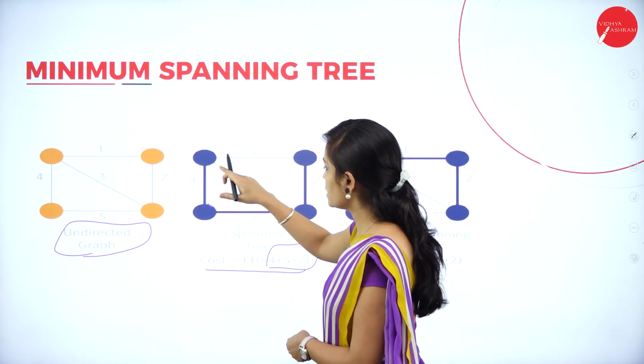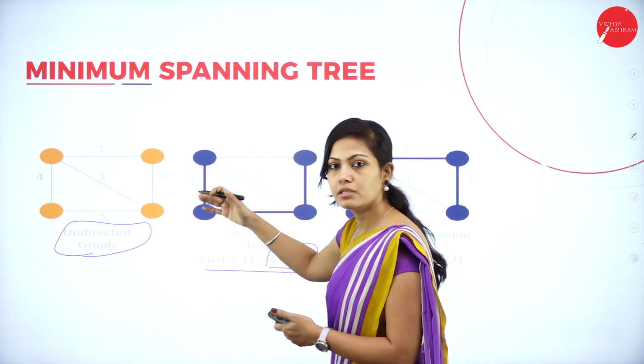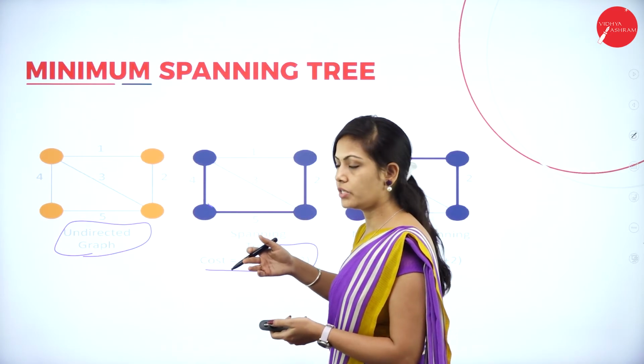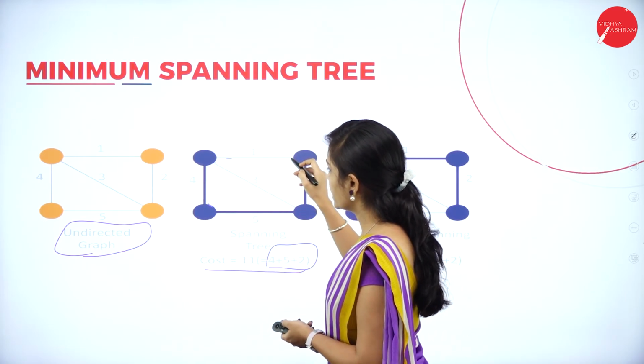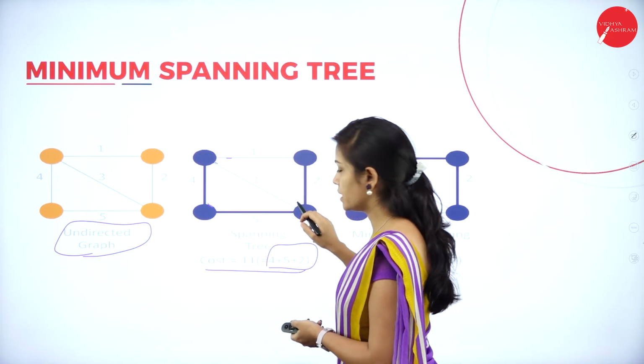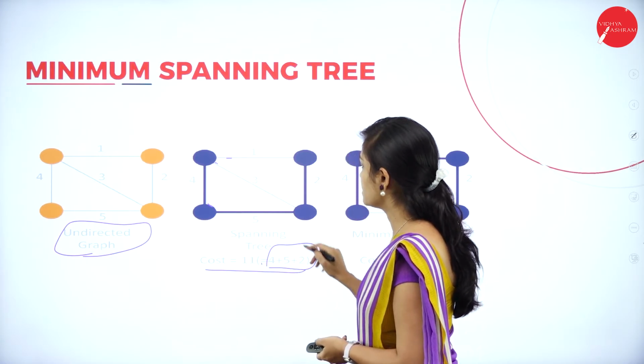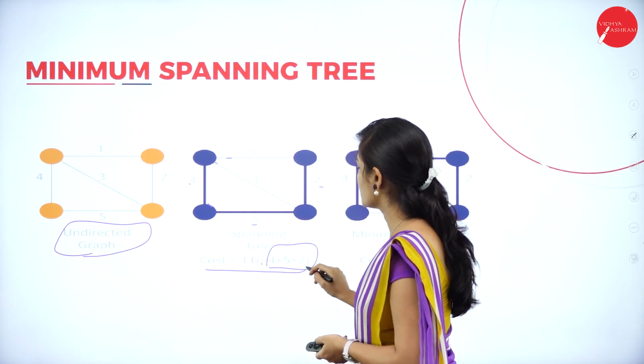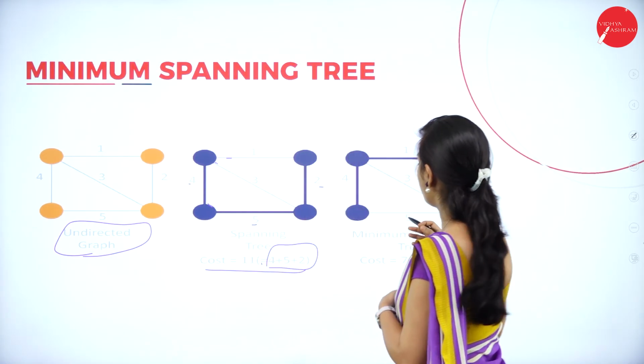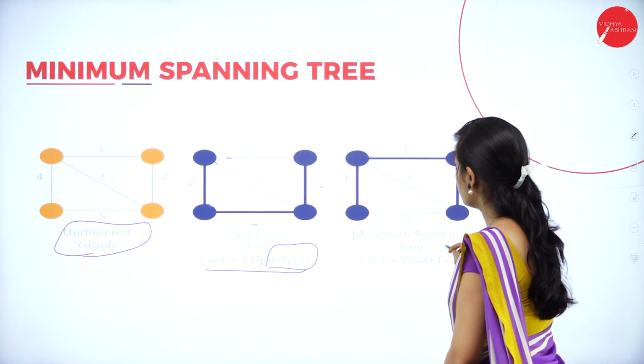Here, if you connect this edge, you will get a cycle, so it is not a spanning tree. So I have not connected this edge and this edge. The final cost is 4 plus 5 plus 2, which is equal to 11. And coming to the next one, the minimum spanning tree.